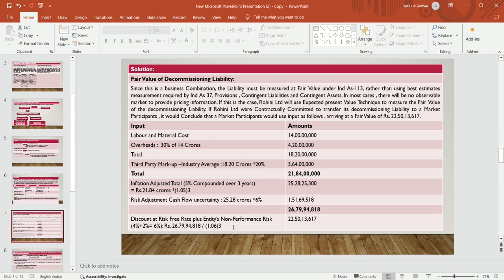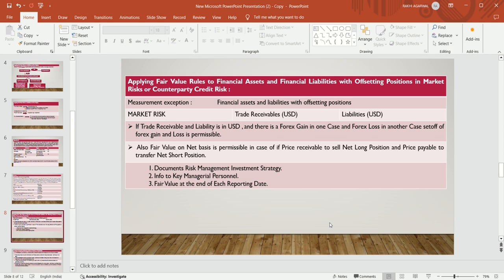94,818 divided by 1.06 to the power 3. So it is 22 crores 50 lakhs 13,670. So 22 crores 50 lakhs 13,670 is the present value, the fair value contractually committed to transfer the decommissioning liability to a market participant. It would conclude that the market participant uses the inputs as follows, arriving at a fair value of 22 crores 50 lakh 13,607.